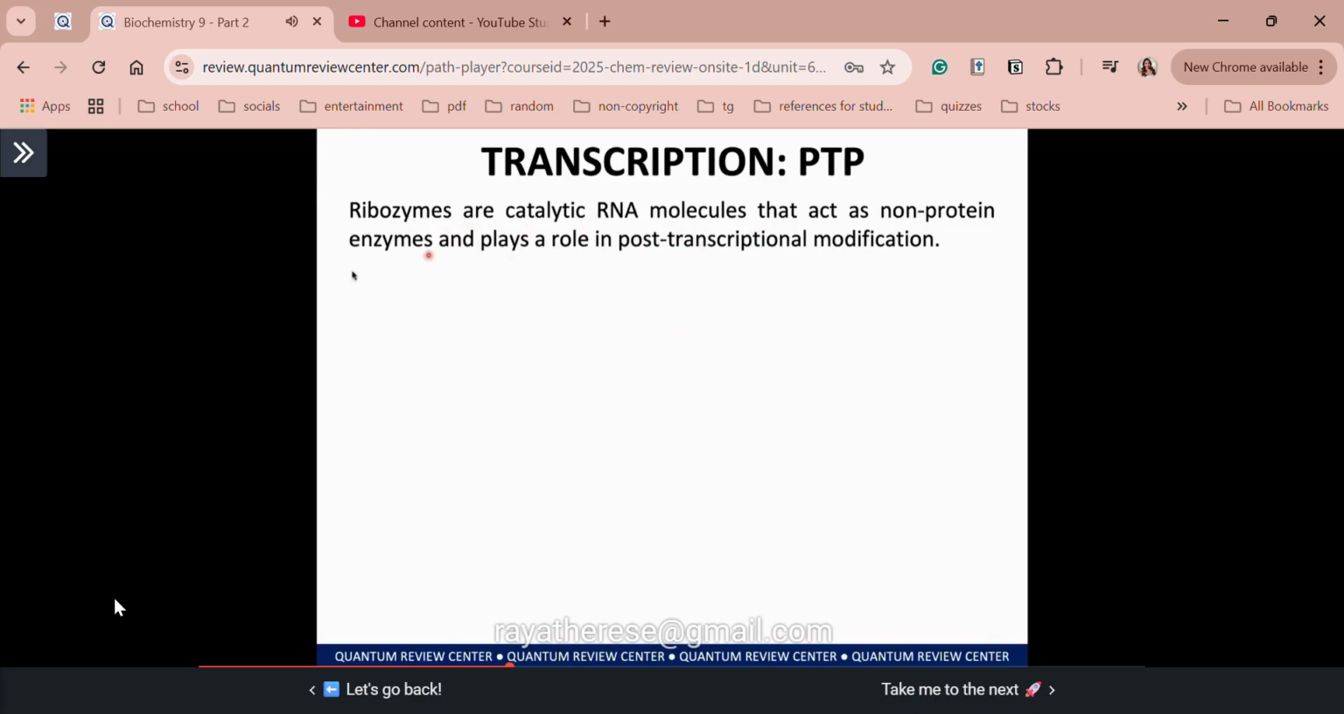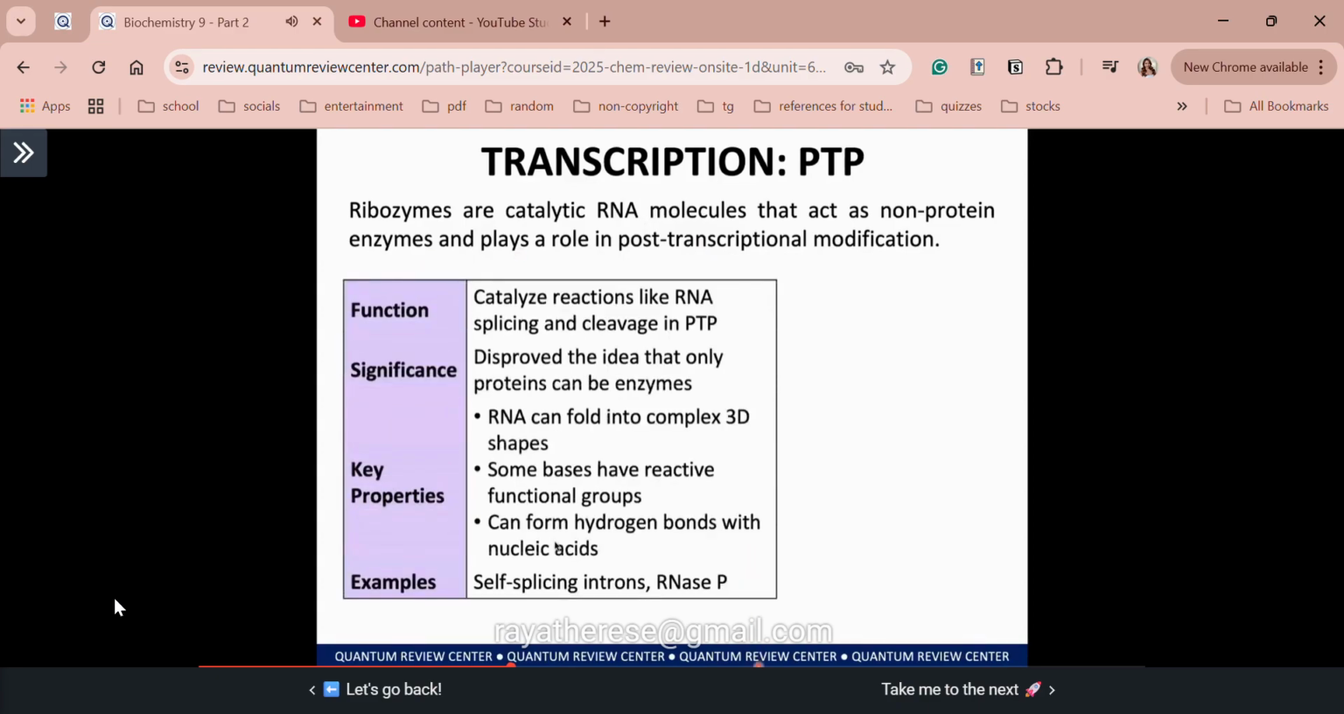And class, the function of ribozymes in PTMs is very specific. Of course, this is participating to form your ribosome or initial rRNA. Again, your ribozyme catalyzes reactions like RNA splicing and cleavage in your PTP. For the significance, it disproved the idea that only proteins can be enzymes.